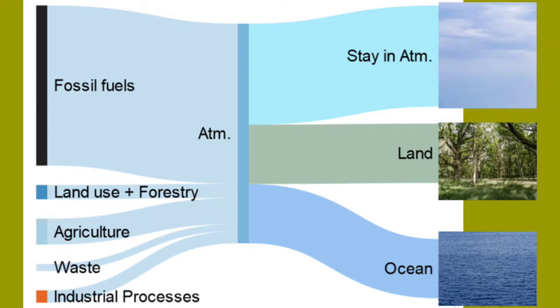I'm just going to go through this again. You see fossil fuels, land usage, agriculture, waste. This gets taken into land, and forests, trees, plants, whatever else, help to feed the insects. Oceans, a certain amount goes into the oceans, and of course some stays in the atmosphere.